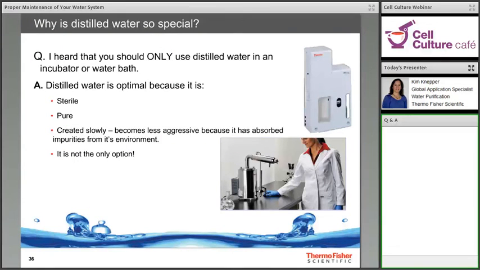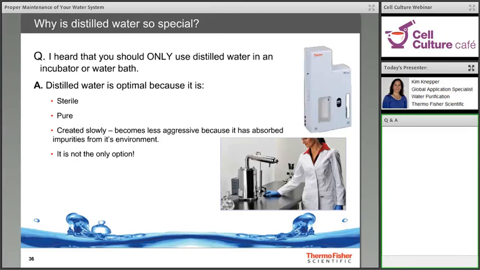So what is it about distilled water that makes it so preferred for feeding an incubator or water bath? What is so special about it? So distilled water is great because it is naturally sterile and it does not have impurities in it to create deposits or problems with the stainless steel. What makes distilled water optimal is that the process of distillation is slow. So while the water is being collected into a storage container, the distilled water has time to reach an equilibrium with the atmosphere and with the container, making it less aggressive.